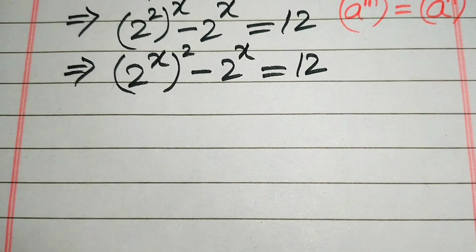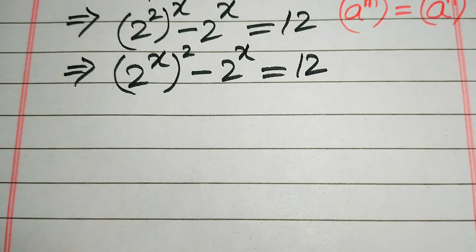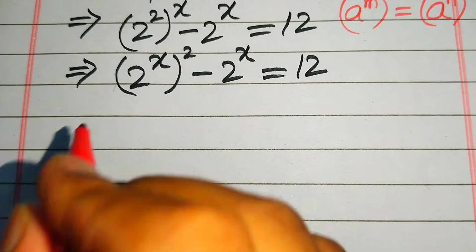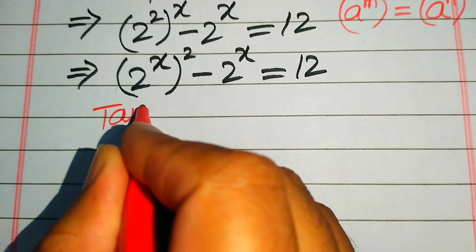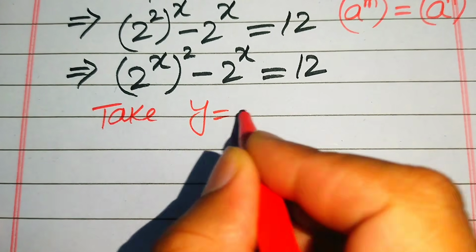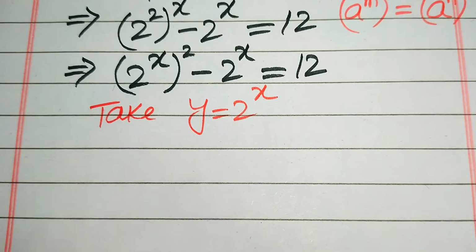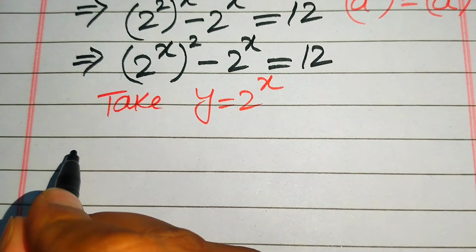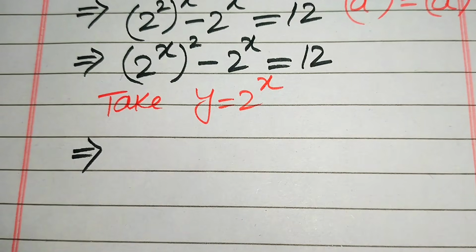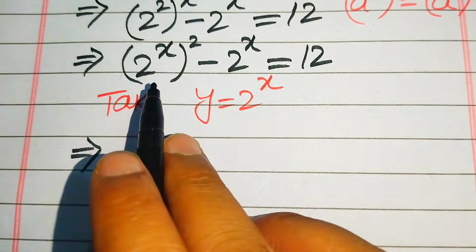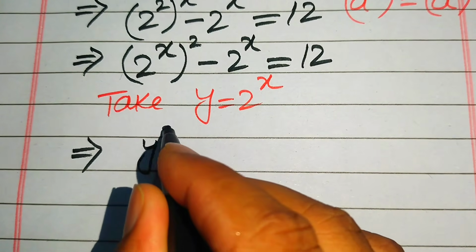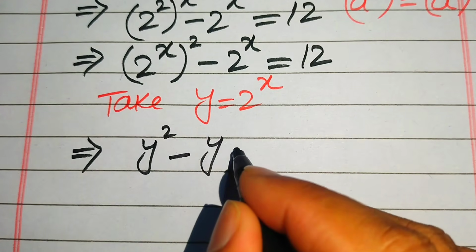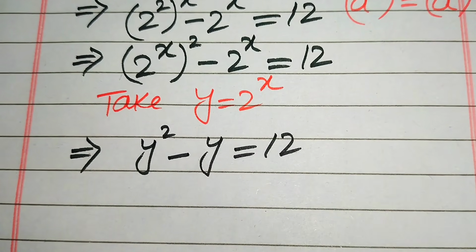Now you see here the base on both of these two terms is the same, so we will take y is equal to 2 to the power of x. So when we choose y equals 2 to the power of x, then our above equation will be converted into the quadratic form. So we substitute it here, and it becomes y squared minus y is equal to 12.